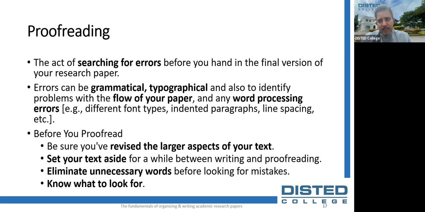Another important aspect of writing the paper, once you have completed it, is checking and proofreading your paper. Be sure you have revised the larger aspects of your text. Don't make corrections at the sentence and word level if you still need to work on the overall focus, development, and arrangement of the paper or section. Normally you do the overall paper first. All the information you want is there, the sequence is there, completed. Then only you go to the actual proofreading.